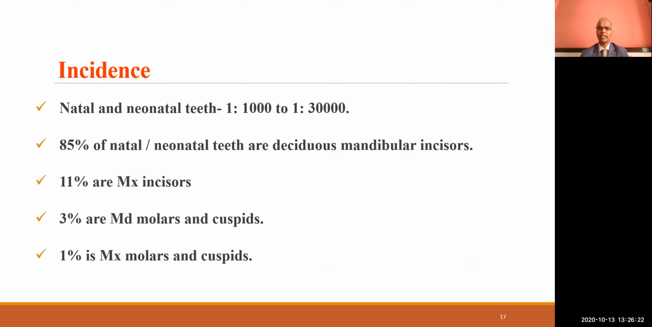Generally, natal and neonatal teeth occur in the ratio of 1 in 1,000 to 1 in 30,000. Among them, 80% of natal and neonatal teeth are generally deciduous mandibular incisors, then maxillary incisors at 11%, then 3% mandibular molars and cuspids, and the minimum incidence is for the maxillary molars and cuspids, at 1%.